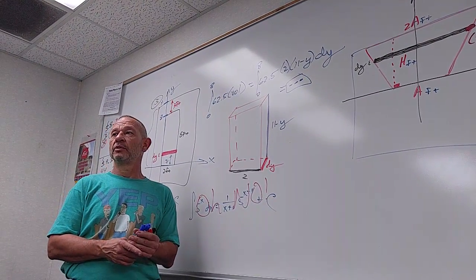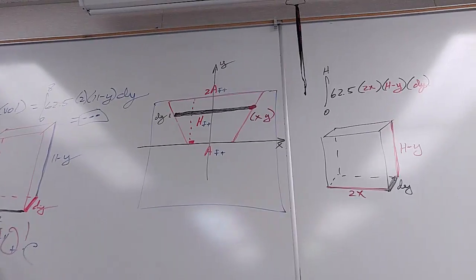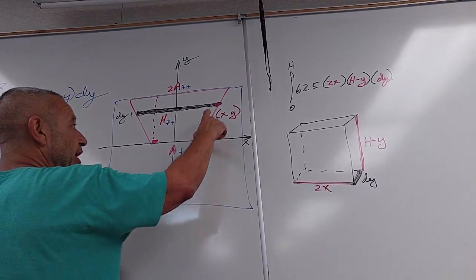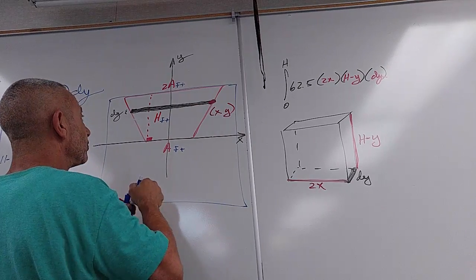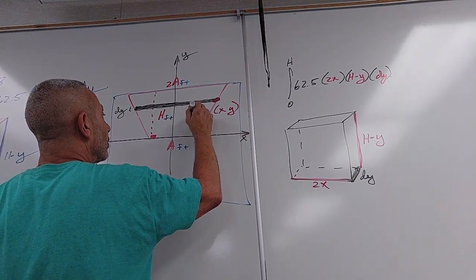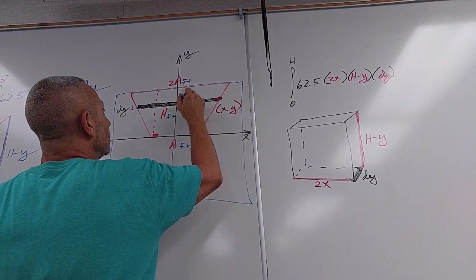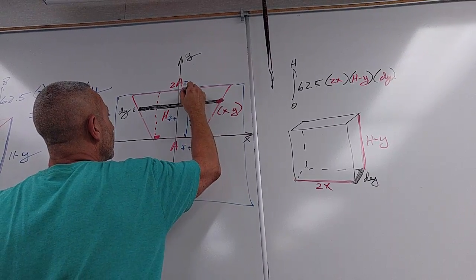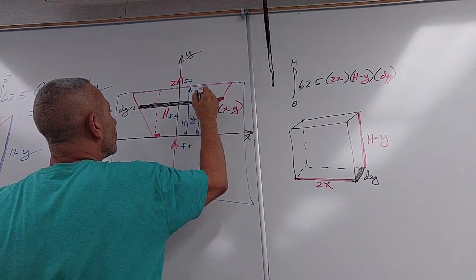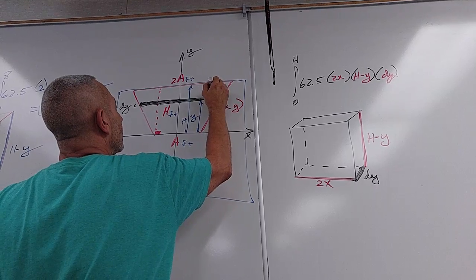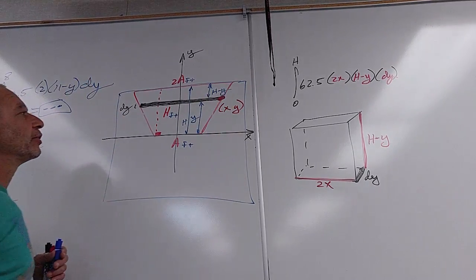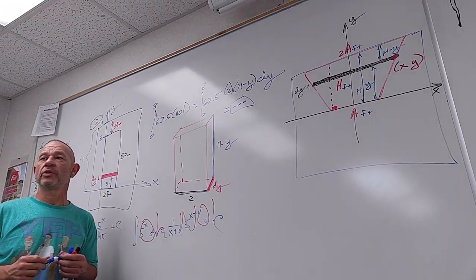Why is the height h minus y? Because having labeled this point y, that means that this distance is y, but this distance is h. So what's left over? That's how deep that strip is under the water.